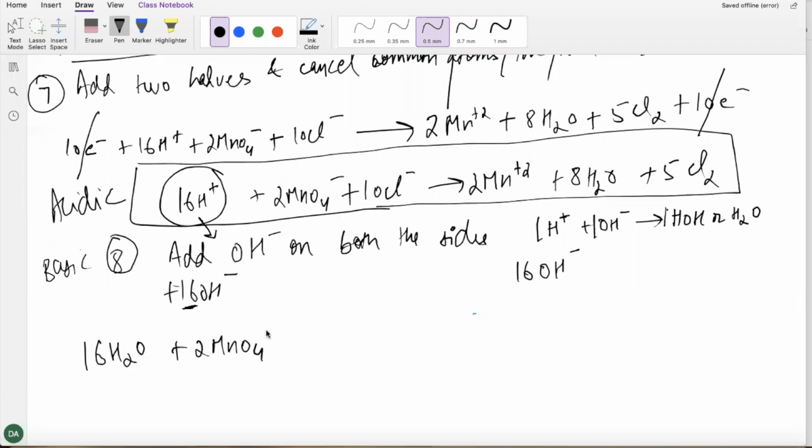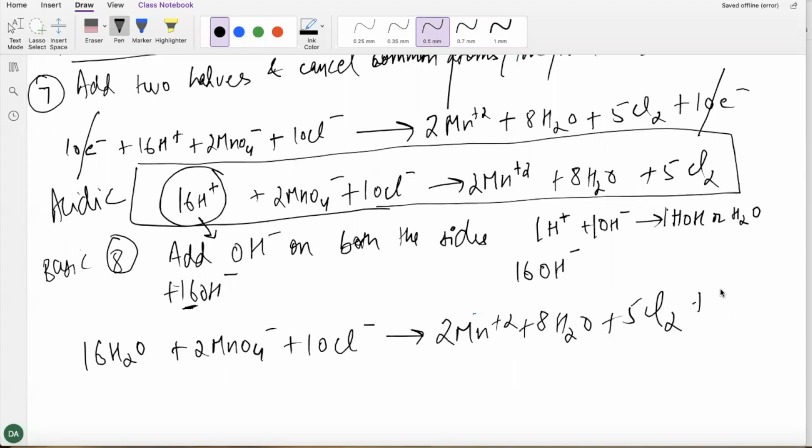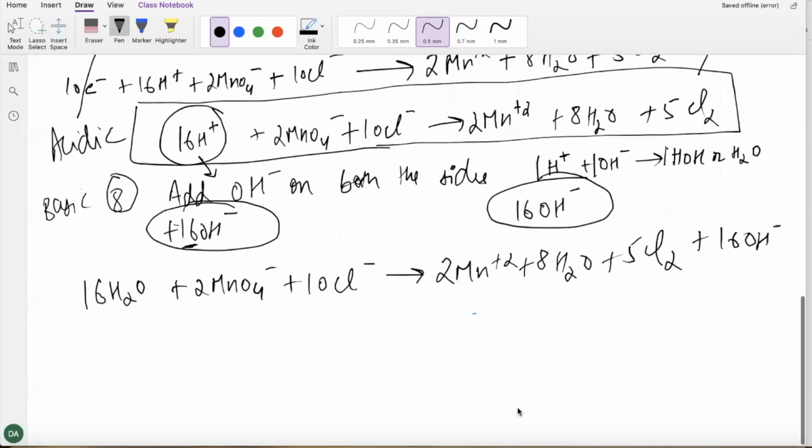So I'm just rewriting the whole equation, but I combined that 16 H plus and OH minus to make 16 waters. On the right hand side, everything is as it is. 8 waters, 5 chlorines, and then we remember we added 16 OH minus. So we have added 16 OH minus on both the sides. Does this make sense, guys, so far? Yes. Okay, did you see we got rid of H plus from that reaction?